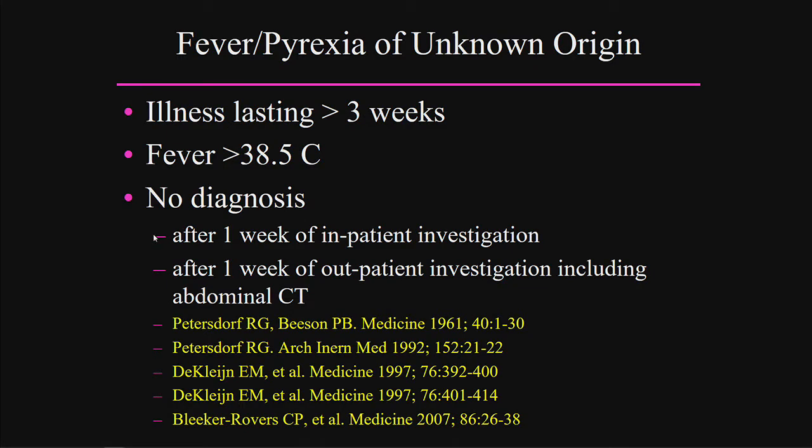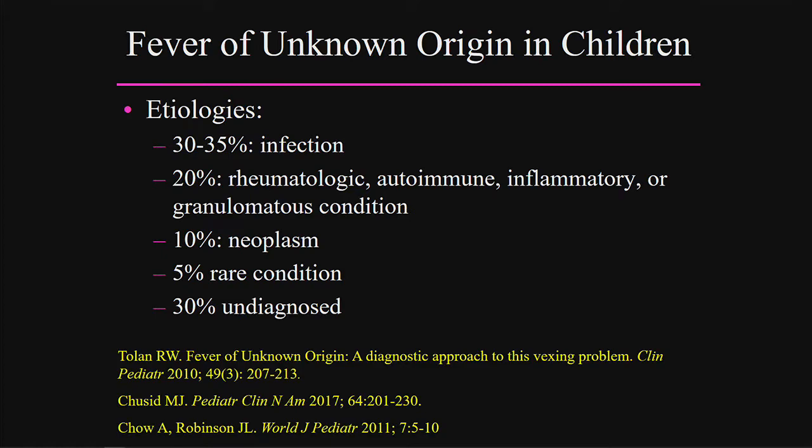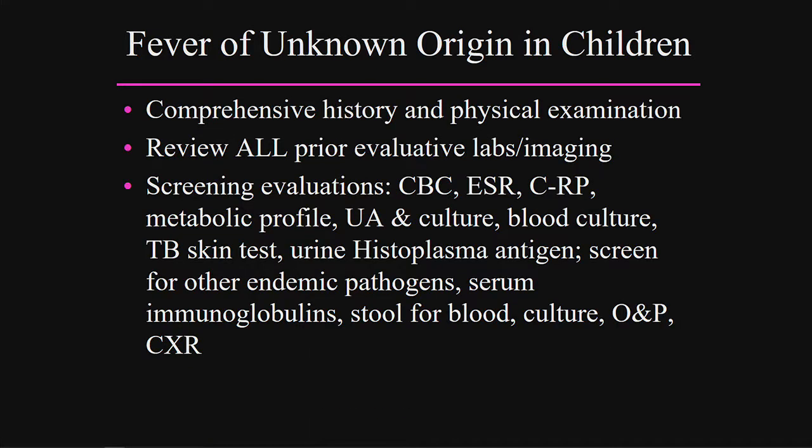What about fever of unknown origin, which is defined as an illness lasting more than 3 weeks with a fever above 38.5 and no diagnosis after a week of either inpatient investigation or outpatient investigation that includes abdominal CT? About a third of the cases are due to infection, 20% to rheumatologic, autoimmune, or inflammatory or granulomatous conditions, 10% to neoplasm, 5% for some weird thing, and 30% remain undiagnosed.